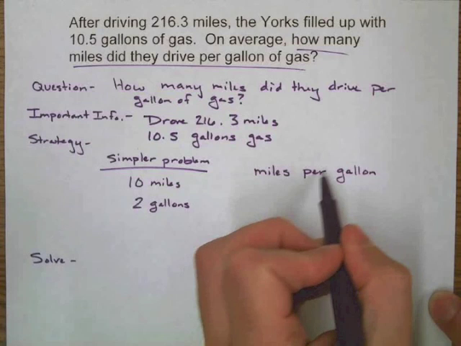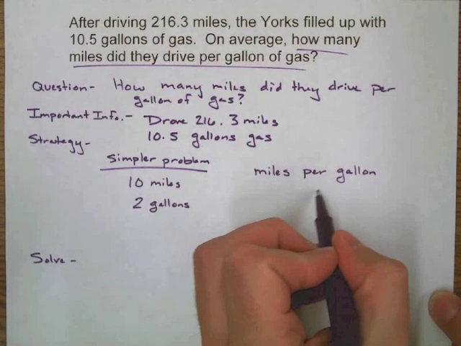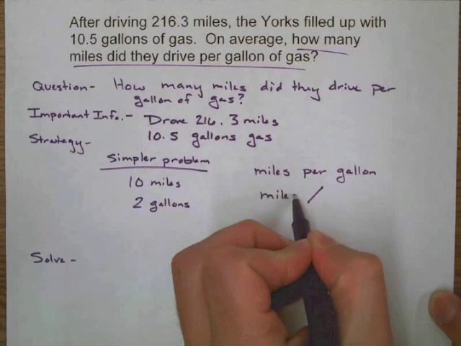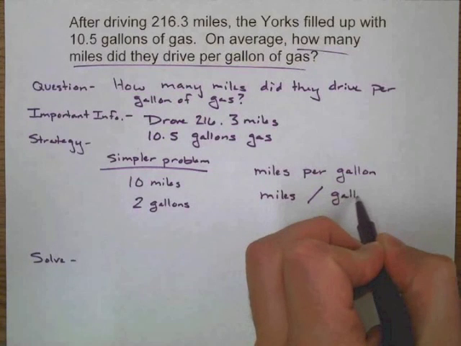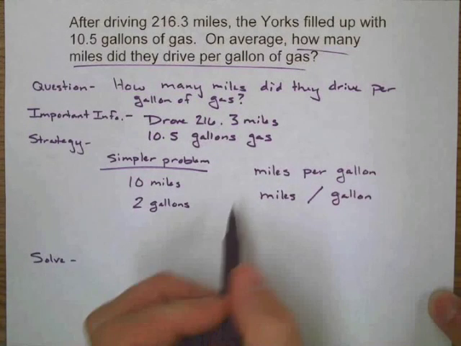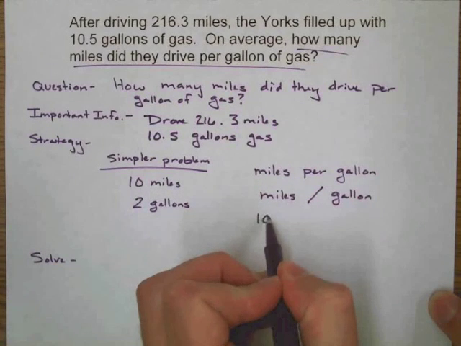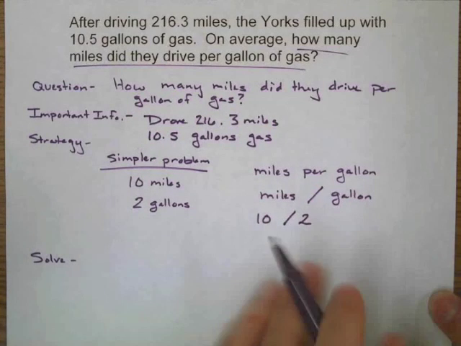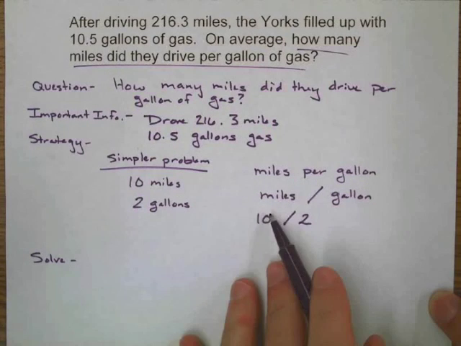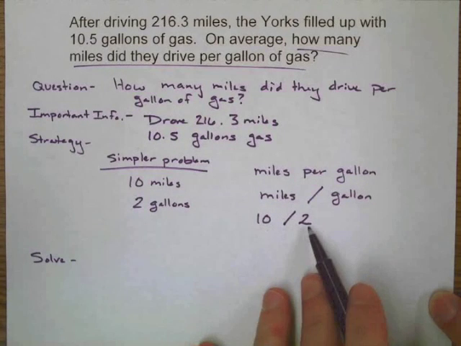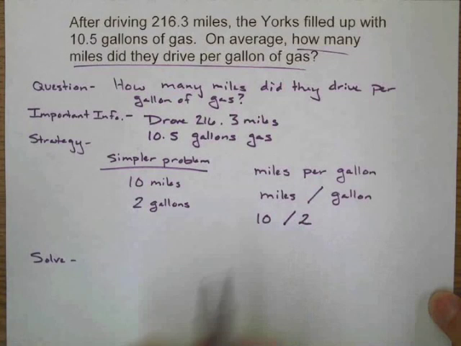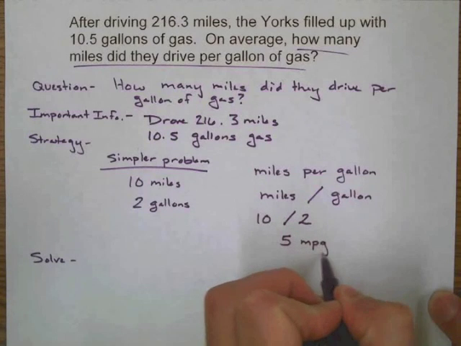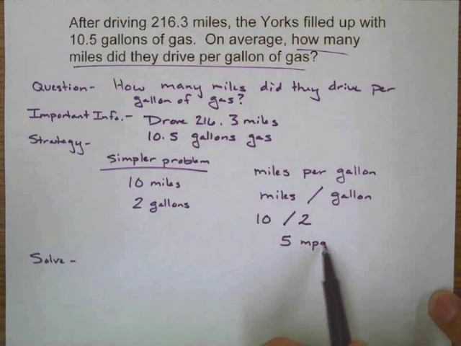Well, interesting. Per, another way I can think of per, that stands for division. So miles per gallon. Or the number of miles I went was 10 per number of gallons was 2. So I can rewrite this miles per gallon as miles divided by gallons. And 10 divided by 2 is 5. So I would say 5 miles per gallon, and that can be abbreviated MPG.